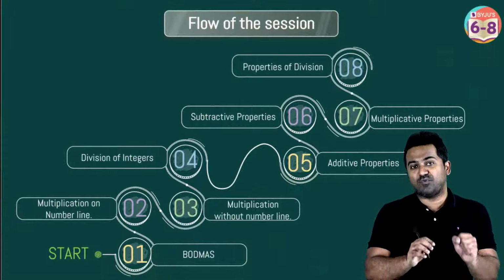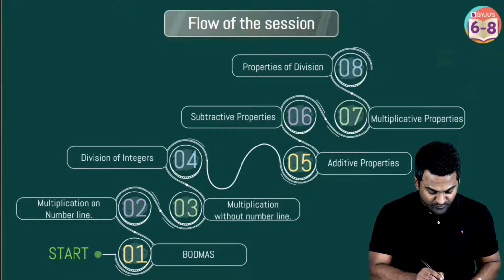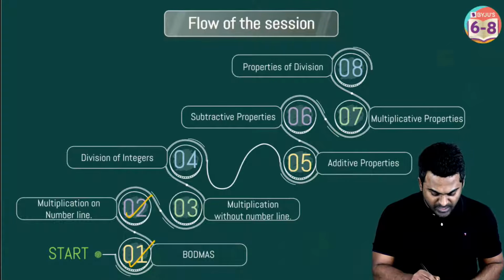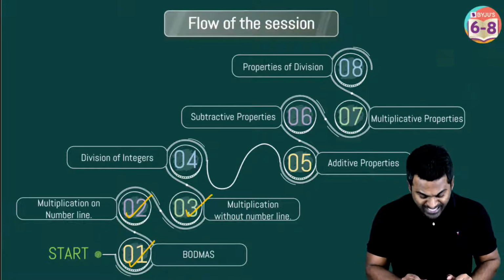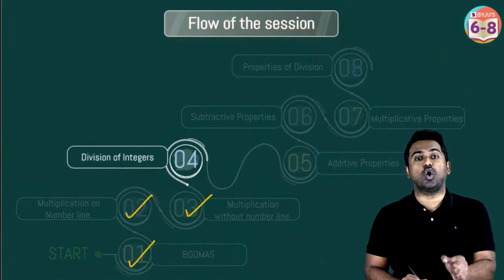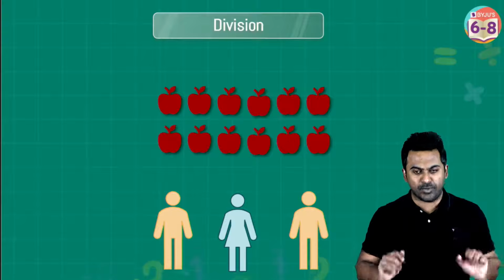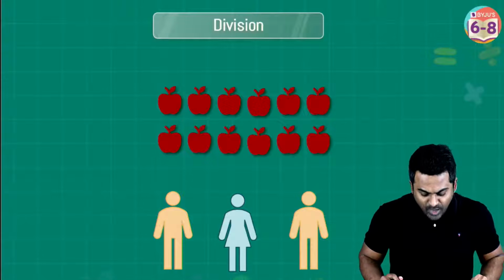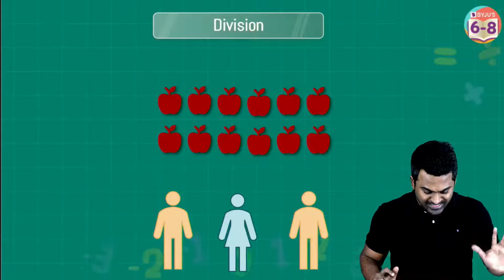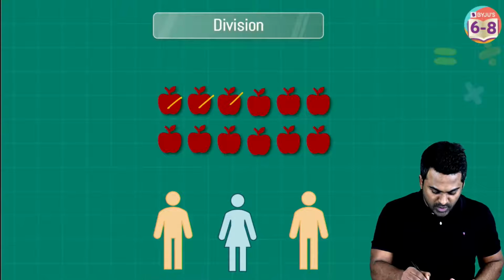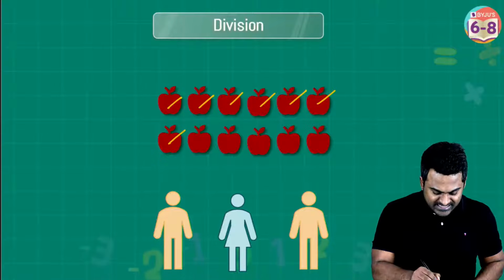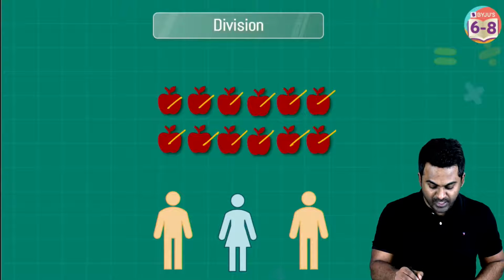Okay, so now we move on to the fourth concept for the day. We've already covered BODMAS, multiplication on a number line and without the number line. So now let's check out division of integers. Let's take a basic example. Now look at this here. How many apples do you see? Let's count. 1, 2, 3, 4, 5, 6, 7, 8, 9, 10, 11 and 12.